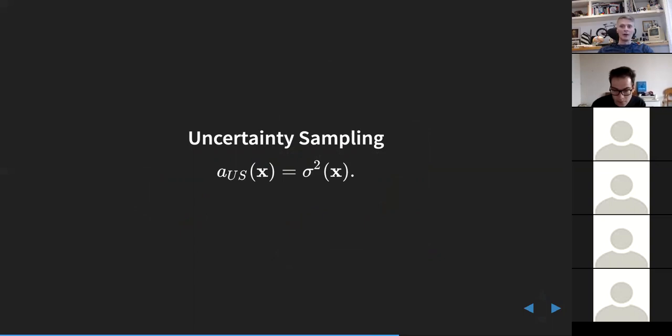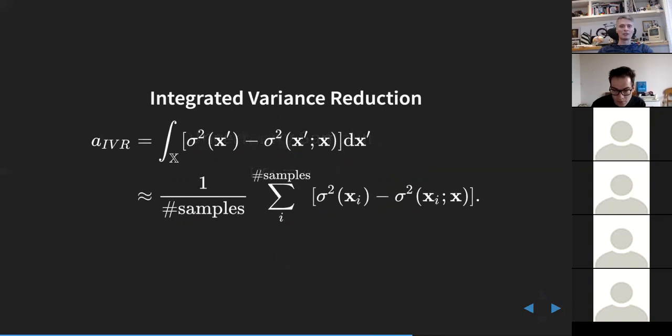Another one, and perhaps a more interesting one, is called integrated variance reduction. So in integrated variance reduction, what you do is you take the domain that you're interested in, X, and here we've got the variance of the function across that domain. So we're going to integrate over X prime.